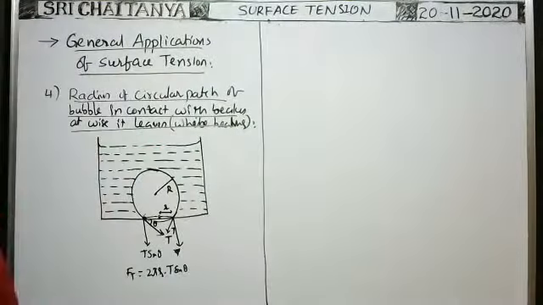Whenever the radius satisfies this condition, then it leaves contact. The bubble leaves the bottom surface. What is the maximum radius of the circular patch at which it leaves the contact? r max is equal to 2R cube rho_L g by 3T sin theta. So the maximum radius of the circular patch of the bubble at which it leaves contact with the bottom of the beaker is 2R cube rho_L g by 3T sin theta.